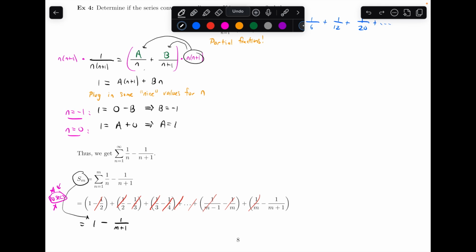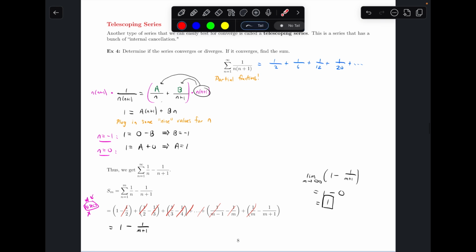Now I just have to take the limit of that. I need the limit as m approaches infinity of 1 minus 1 over m plus 1. When I do that limit, the 1 just stays there, and then I get 1 over infinity, which is 0. So that's just 1. This bizarre looking sum of fractions ends up just being 1. Doing the partial fractions made it so much easier because I got a bunch of cancellation, and then it gave me something that I could just take the limit of to work out what it ends up equaling.